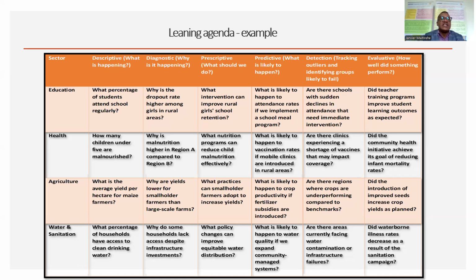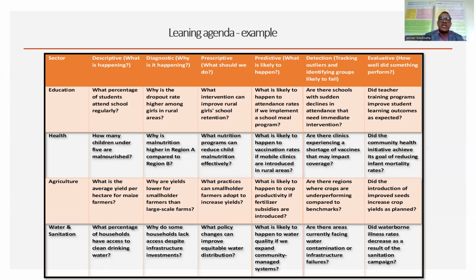The first one is descriptive questions. Descriptive questions is where we are asking to know what is happening. So we'll be taking a case study, a real life example of how to respond to the descriptive questions. For instance, here in education, what percentage of students attend school regularly? So we are in the presence of data, and then we need to investigate and come up with the percentage of those that are attending school regularly. Of course, regular needs to be defined. Here we have how many children under 5 are malnourished, and so forth.